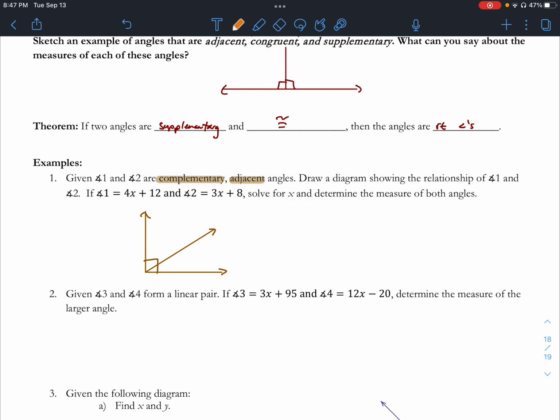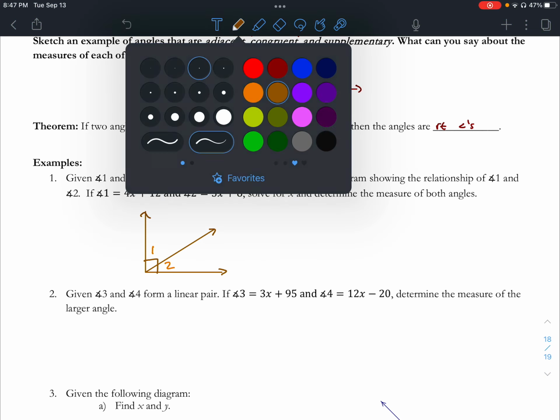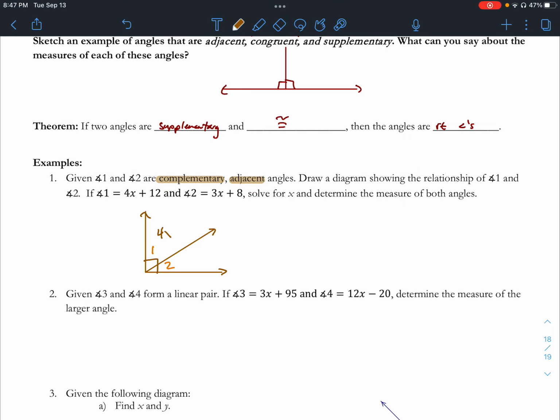They give me a little more information. I'm going to say, hey, angle number 1, which I'm going to put right here, and angle number 2, which I'm going to put right there, have measures of 4x plus 12. Angle 2 has 3x plus 8. And as we probably know, similar to yesterday, these are going to be complementary. So if we have to solve for x and then the measure of both those angles, I know that I could take the angle number 1, I could add the angle number 2, and those should equal 90 degrees.